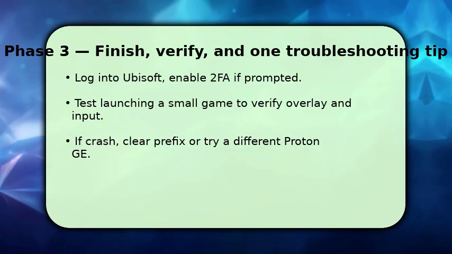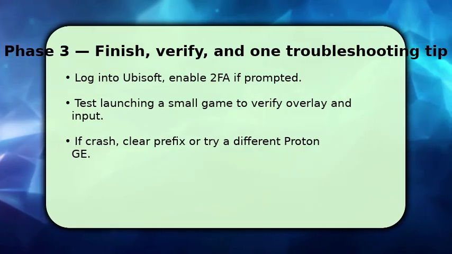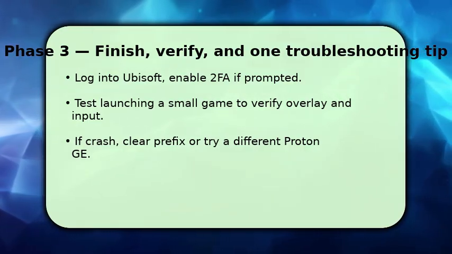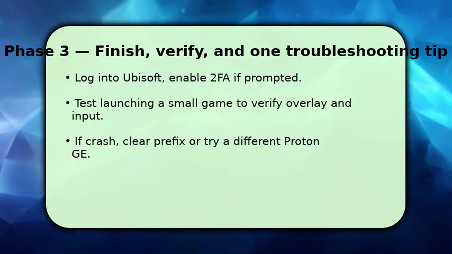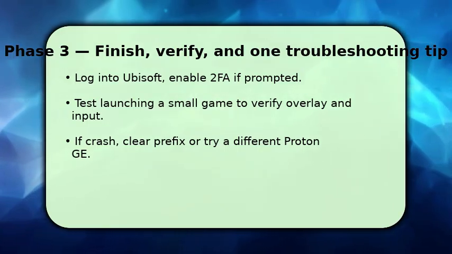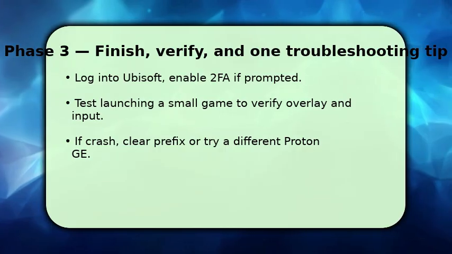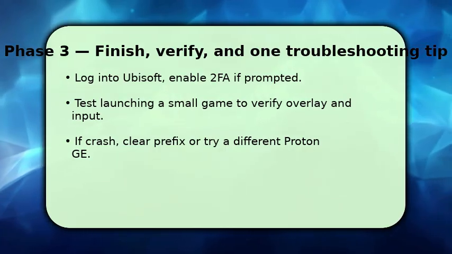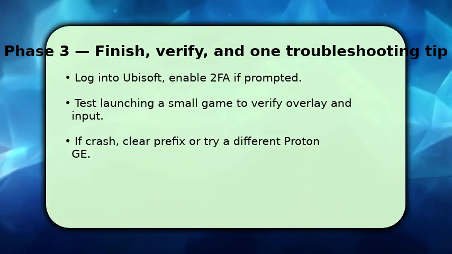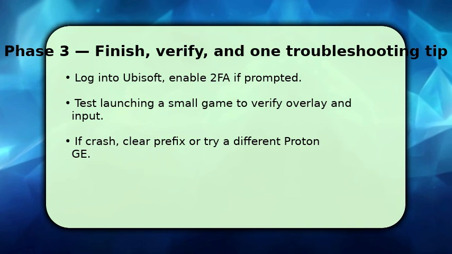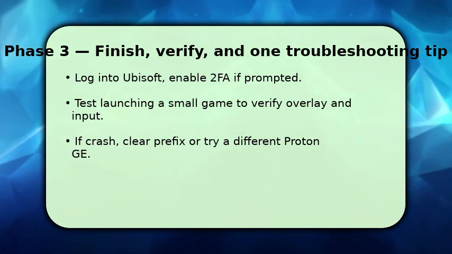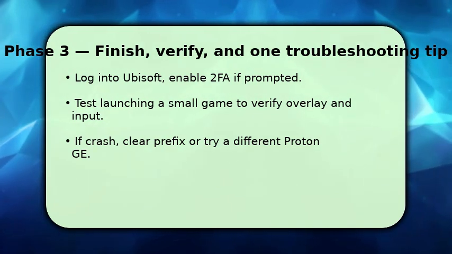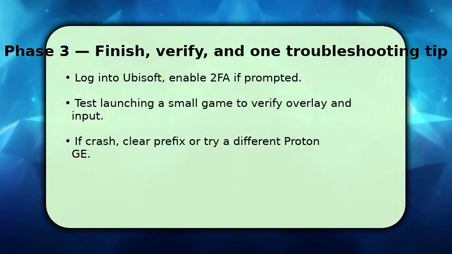Once logged in, install or verify a small game to test the overlay, cloud saves, and controller mapping. Adjust Steam input if buttons feel off. If the launcher crashes or games fail to start, try clearing the Proton prefix and reinstalling with a different Proton GE version. This resolves most runtime mismatches and DLL conflicts when running Windows launchers on the deck.